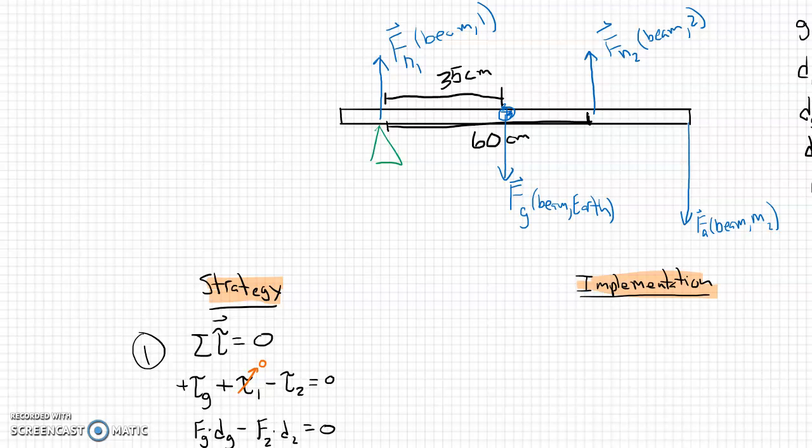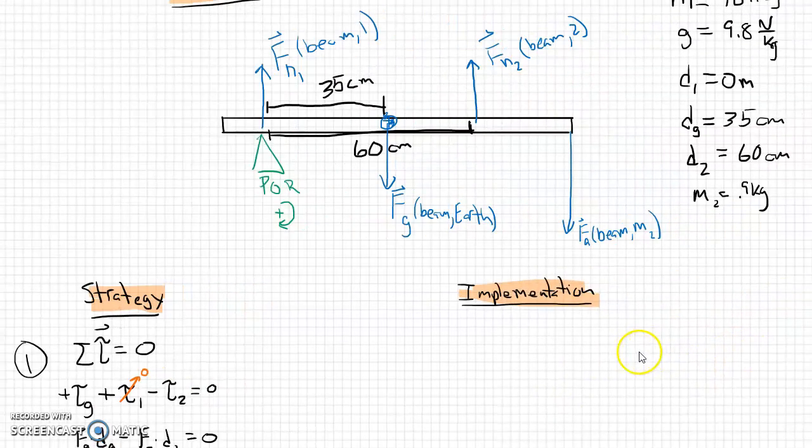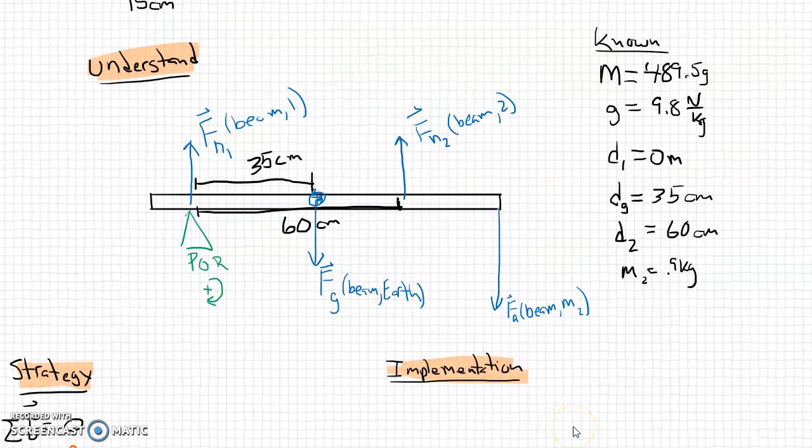Again, you can pick any point of rotation you like. We're going to consider this our point of rotation, and everything that causes a torque in the clockwise direction, we're going to consider to be positive. This is consistent with what we did before, so that's not going to change any of these numbers. They're all going to be the same.